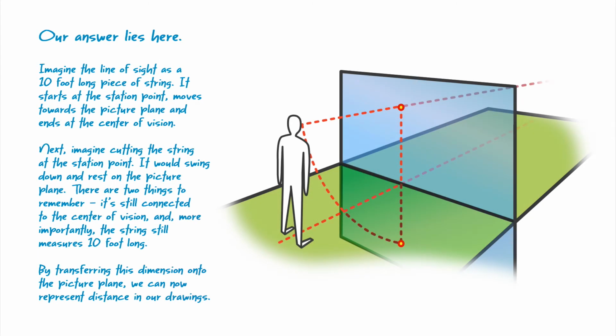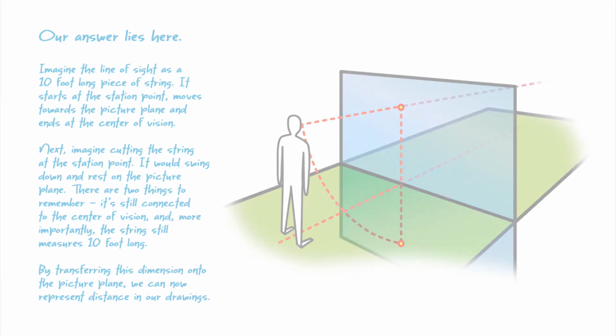Imagine the line of sight as, say, a 10-foot long piece of string taped to the wall at the center of vision. Imagine the other end right at the viewer's eye, the station point. If you were to drop the string from the station point and let it fall, remember it's still connected to the center of vision, it would swing down and land on the picture plane. But guess what? That piece of string is still 10 feet long. We've just transferred our specific distance from the picture plane onto the picture plane.